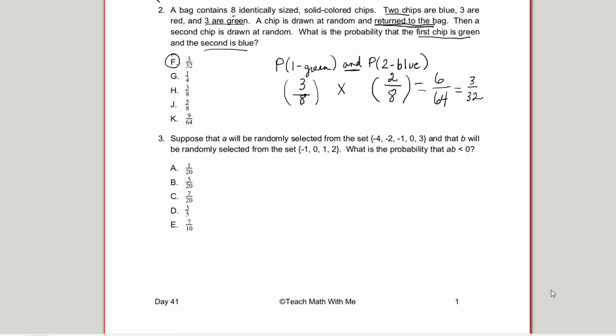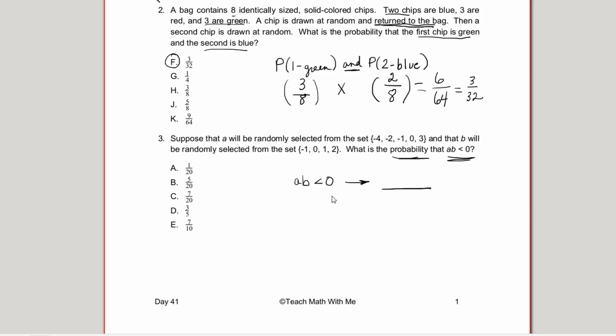Question number 3 says, suppose that A will be randomly selected from the set -4, -2, -1, 0, 3, and that B will be randomly selected from the set -1, 0, 1, 2. What is the probability that AB is less than 0? That's what we're looking for, this probability. So again, probability, we're thinking a part over a total. So the first thing that we need to look at is when we look at AB, we need to see where it is less than 0. That's going to be part of our numerator.